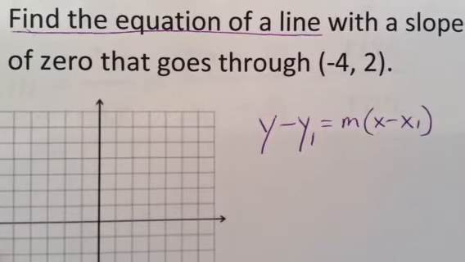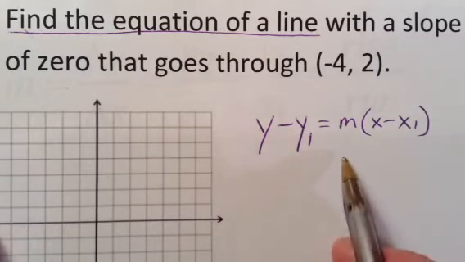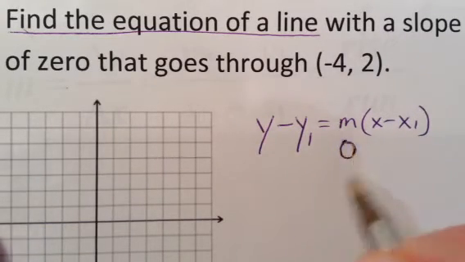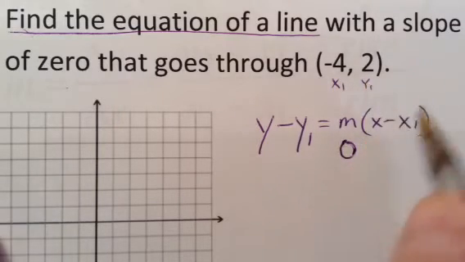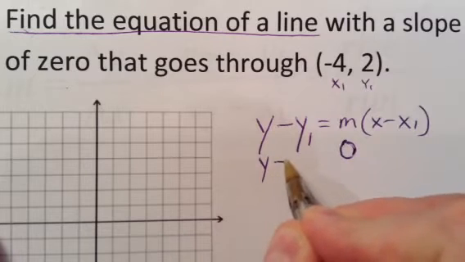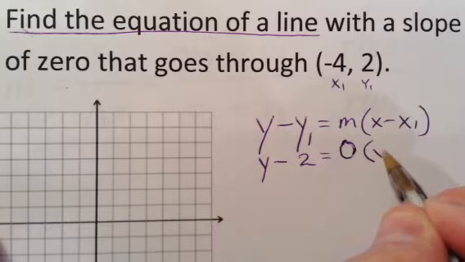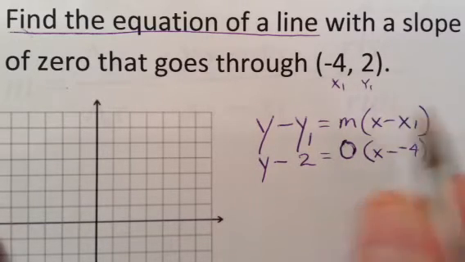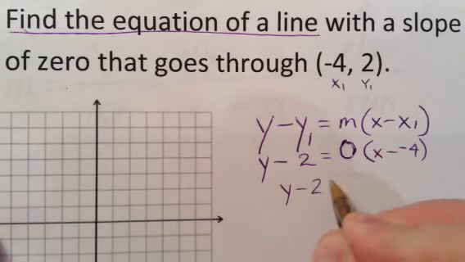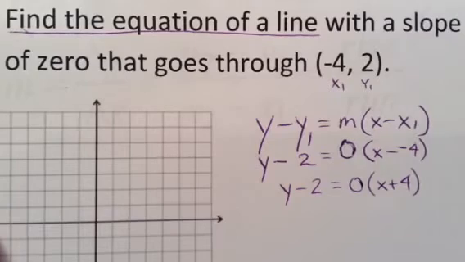Okay? Hopefully you have that memorized. All right, so if we have a slope of 0, well, let's put a slope of 0 right there. And there's my x value, there's my y value. So I get y minus the 2 is equal to that. X minus a negative 4, I'm going to wind up with double signs. So I wind up with y minus 2 is equal to 0 times x plus 4.